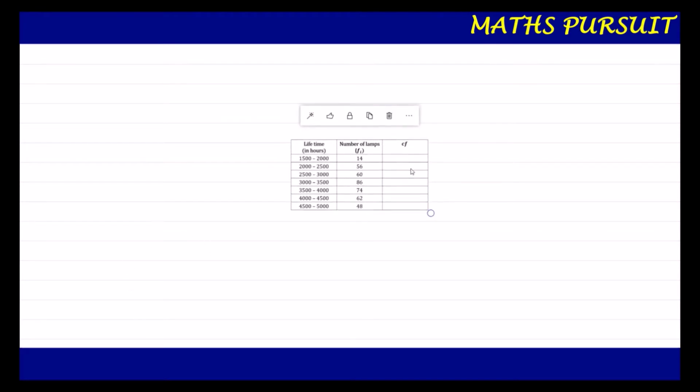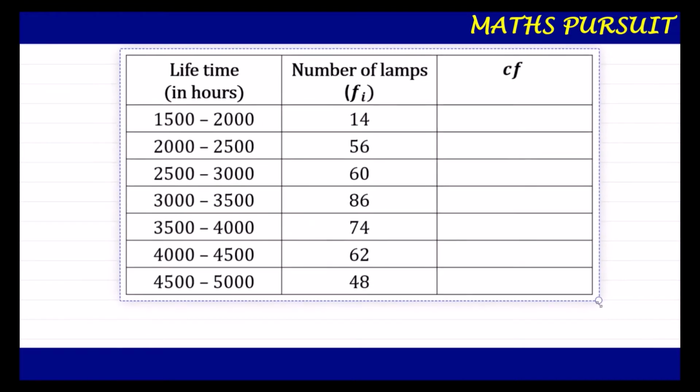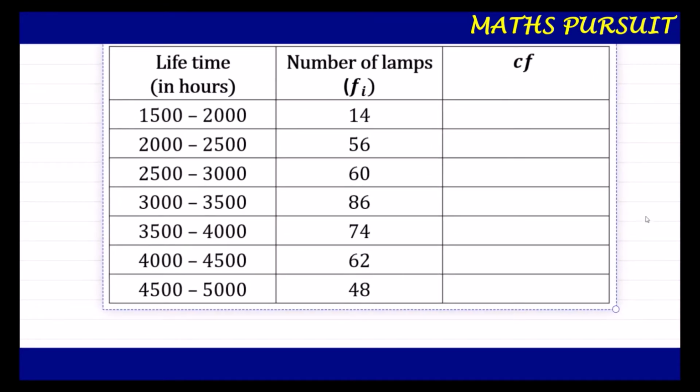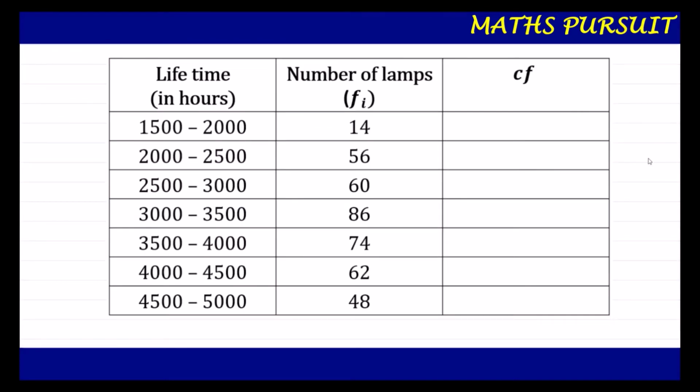Now we are going to find the median of the given data. Look at the screen. I have placed the given data in tabular form, so that we can use this information in calculating the median. In one column they have given lifetime in hours, and in another column the number of lamps, or the frequency.